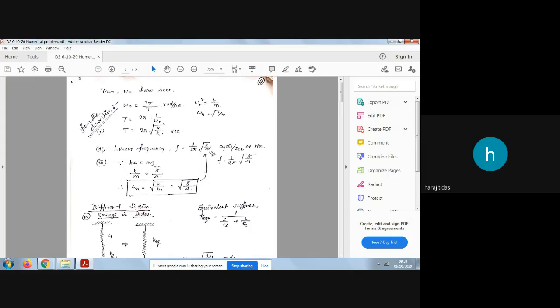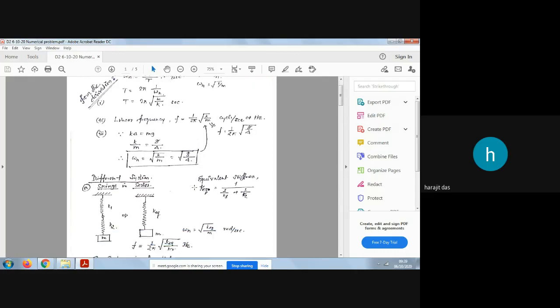So this is a very important point. Where we have got this formula is for translational or longitudinal vibration. For other types of vibration, we will see how the natural frequency is found out.